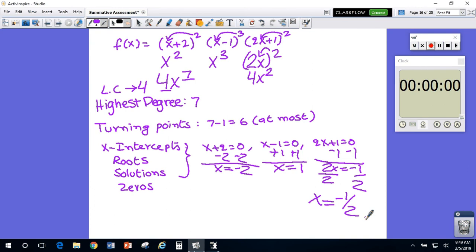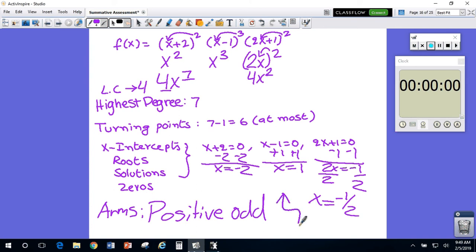Okay, after this, what is the question you have? After turning points, zeros, we want to do the arms and behavior of the polynomial. You have to explain why. So your arms is going to come out as positive with an odd exponent. So it's going to come out looking like... You can erase that part, no problem. Okay. Positive and odd exponent.